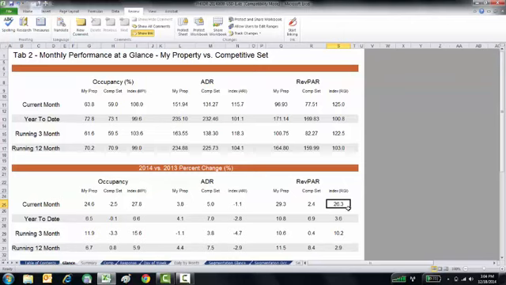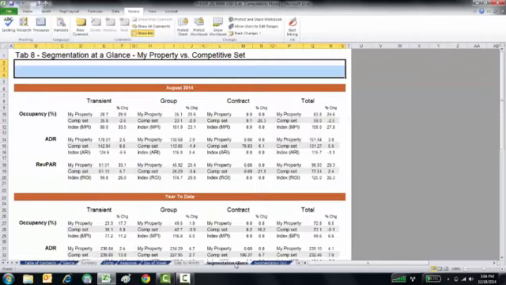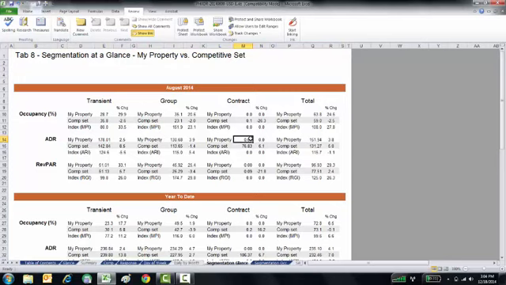As you become more familiar with these indexes and ratios, it does get more complex as you go to tabs like the segmentation glance, which provides similar data by month and year to date, but it breaks it down by transient, group, contract, and total occupancy, ADR, and RevPAR, and puts it on one page. So as you become more familiar, you can get into more of the details and understand what's happening on a given day or within a given segment. But there's a lot of data here, and it takes time to get through. So take your time and learn the basics so that you can understand and have a good grasp of what's moving your hotel forward.